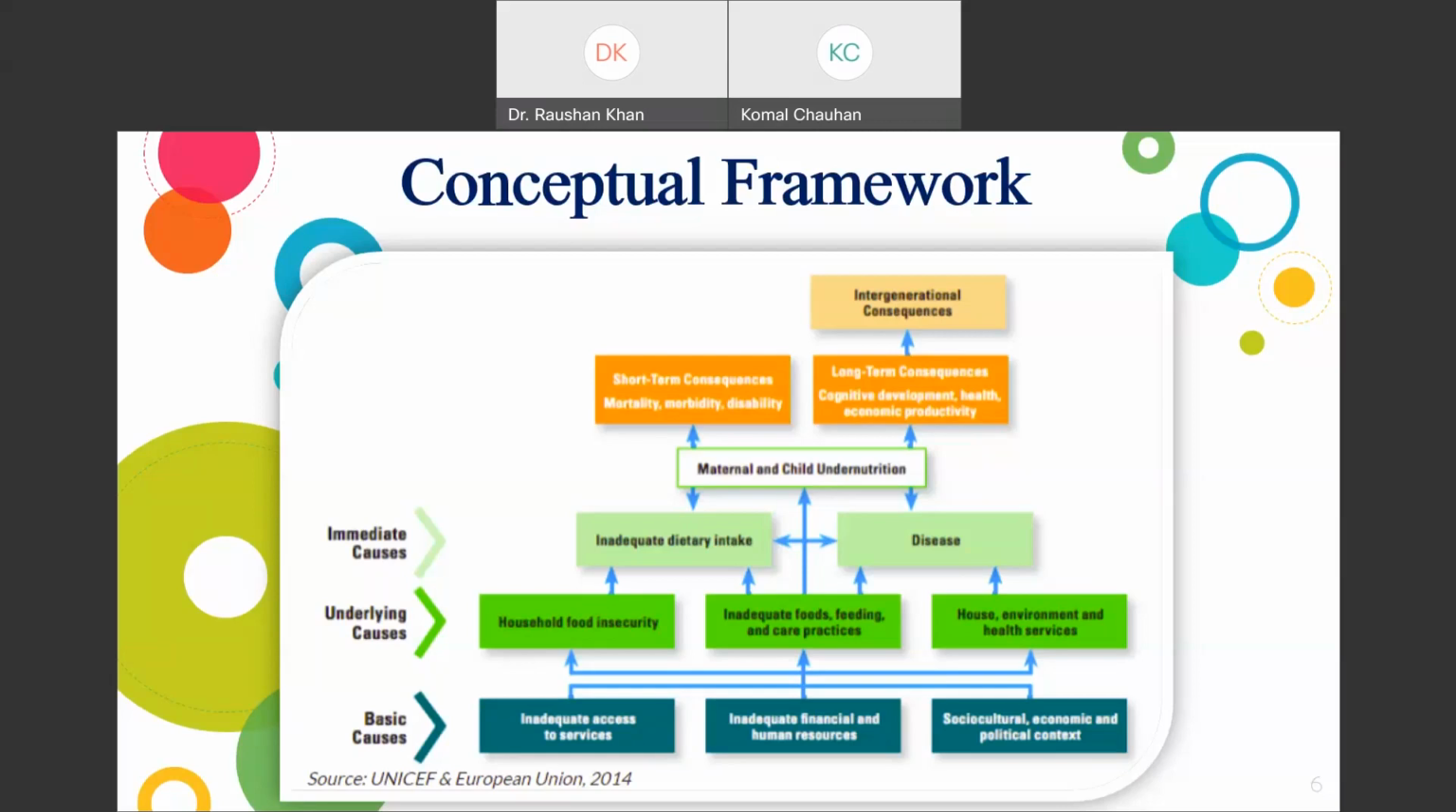Then, coming towards the immediate causes: inadequate dietary intake and disease. Infection and malnutrition have a cyclic relationship, where an inadequate diet can cause weight loss, growth faltering, and lowered immunity, which will ultimately increase the incidence, severity, and duration of diseases. Then they lead to loss of appetite and malabsorption of nutrients.